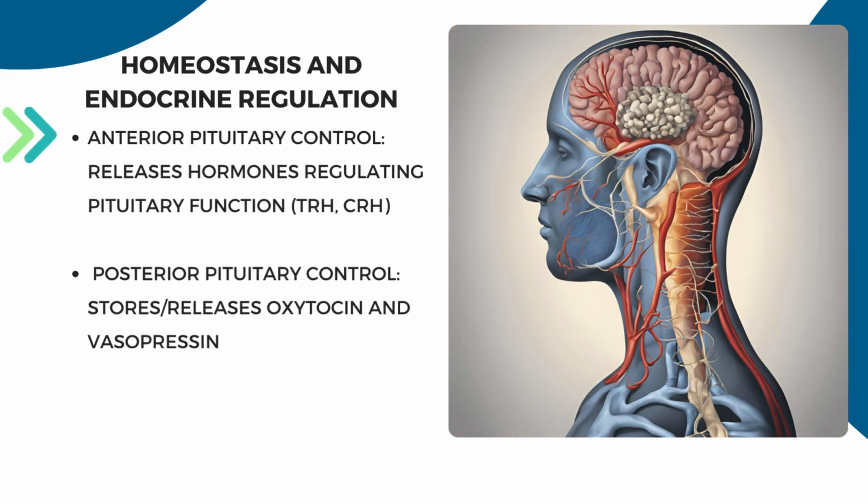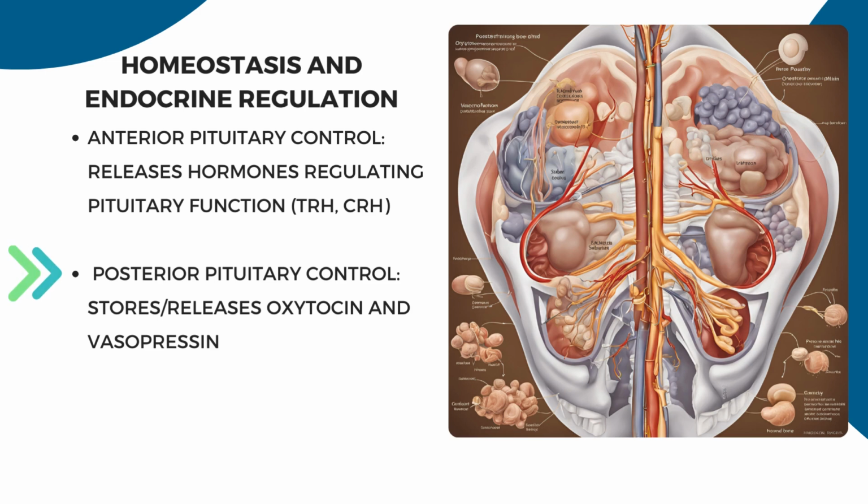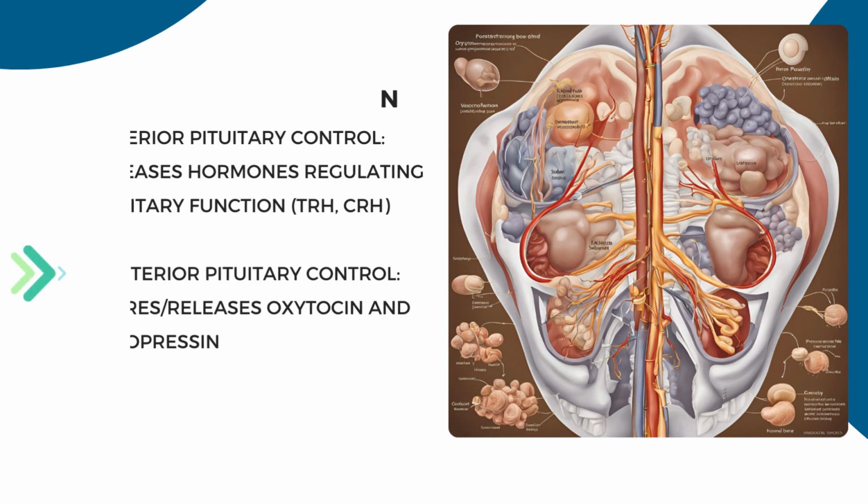Endocrine regulation. Anterior pituitary control. The hypothalamus releases releasing and inhibiting hormones that regulate anterior pituitary hormone secretion. Examples: thyrotropin-releasing hormone, corticotropin-releasing hormone. Posterior pituitary control. It synthesizes oxytocin and vasopressin, which are stored and released by the posterior pituitary.